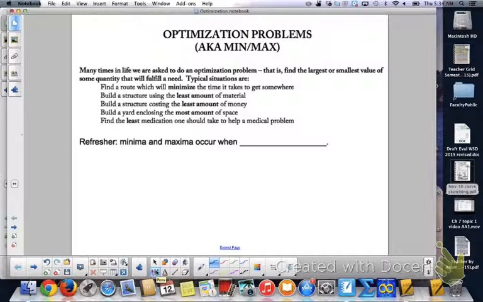Okay, optimization problems. Many times in life we're asked to do an optimization problem. Here are some examples. What optimization means is finding the largest or the smallest value. Now when we are doing that, you need to remember, how do we find min and max? They occur when what happens?